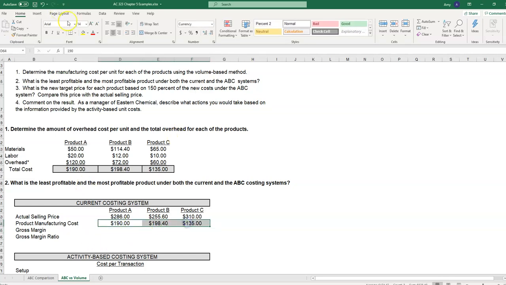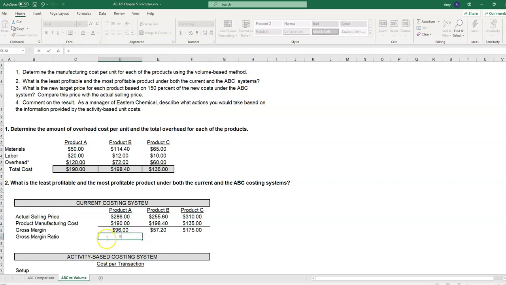Gross margin is sales minus cost of goods sold. So if we take our sales price minus our cost, we get a gross margin. And the gross margin ratio is our gross margin divided by the sales revenue. So if we look at this, our most profitable product currently is product C, followed by product A, and last, product B.